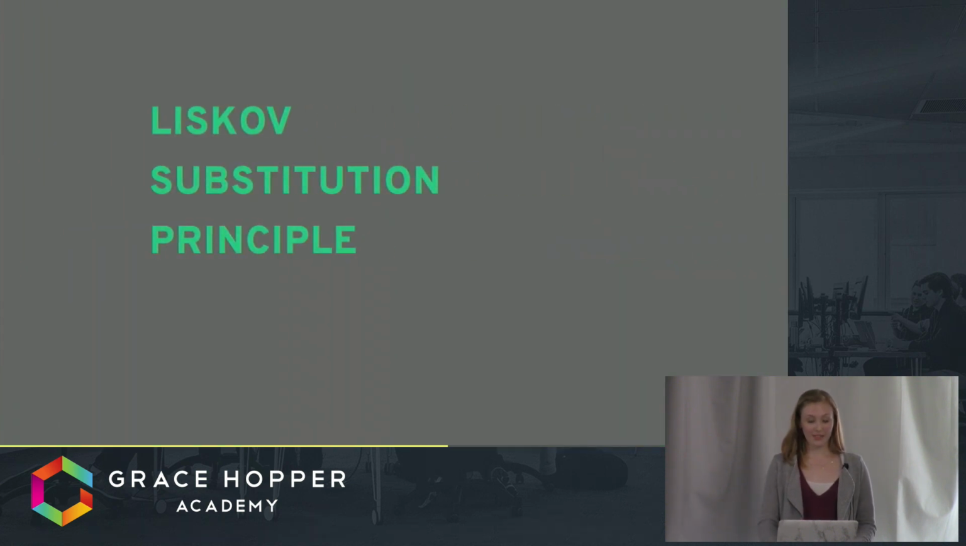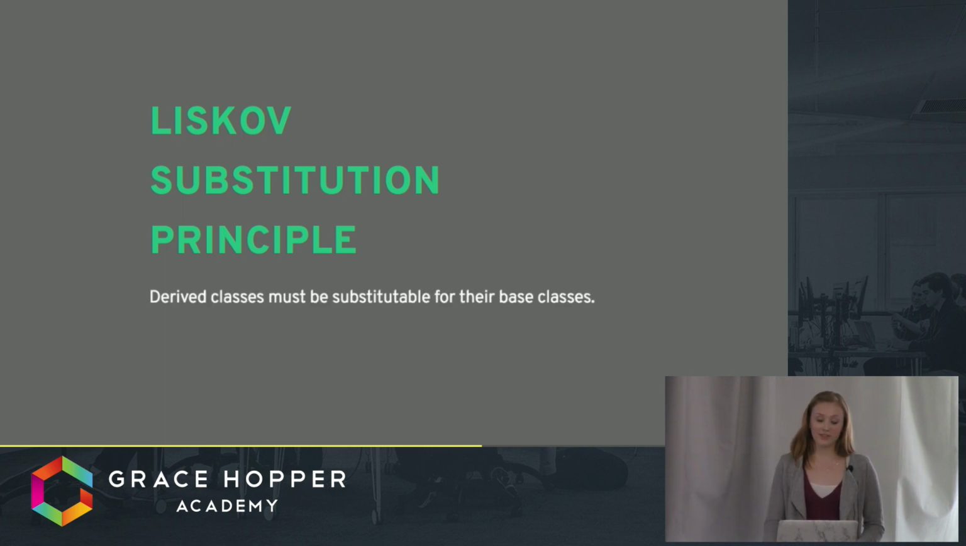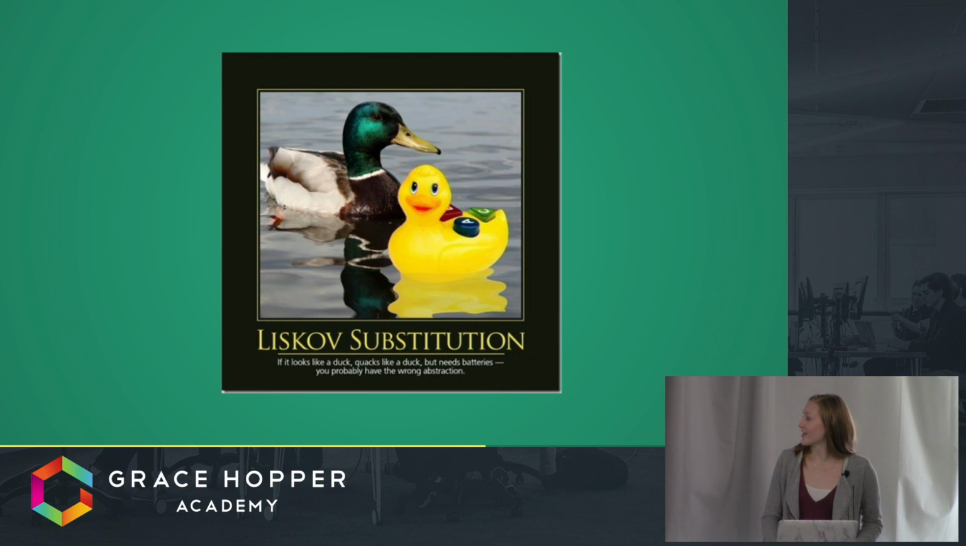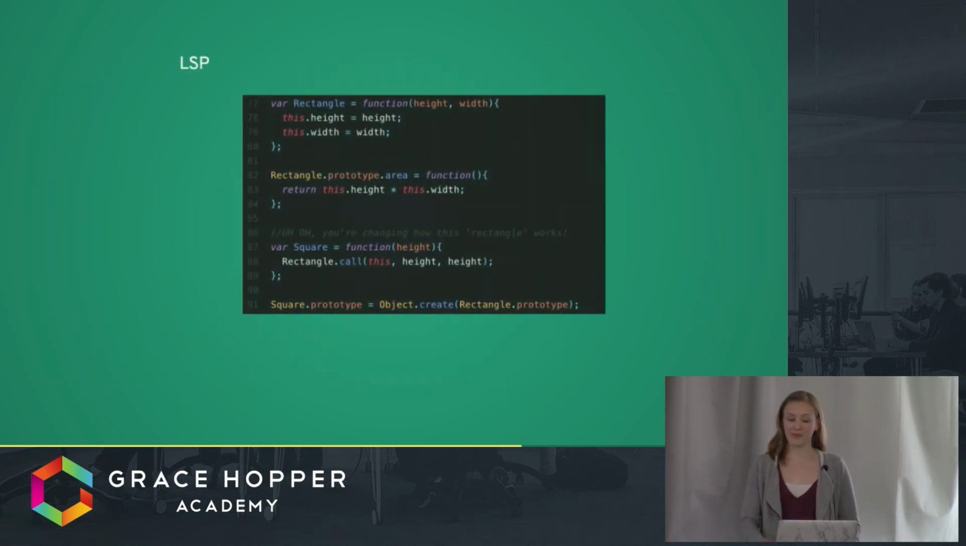Next up is the Liskov substitution principle. And this one states that derived classes must be substitutable for their base classes. Now, I didn't actually understand what this meant until I found this meme, which says that if it looks like a duck and it quacks like a duck, but it needs batteries, it's probably the wrong abstraction.